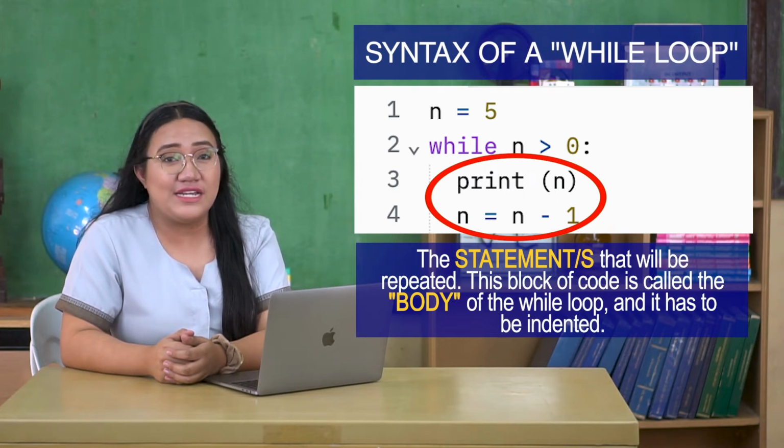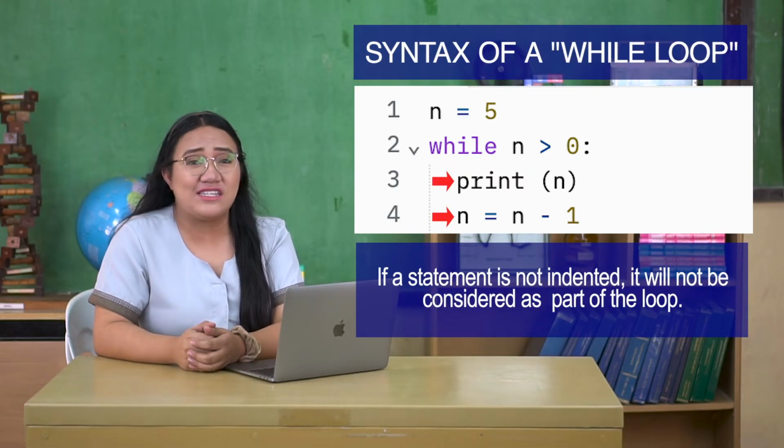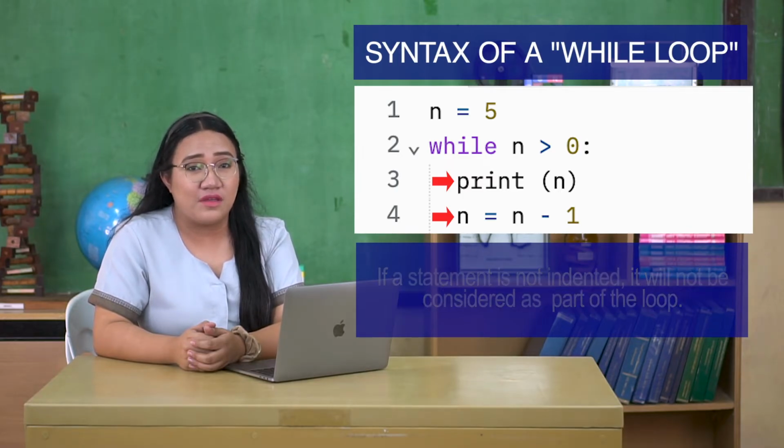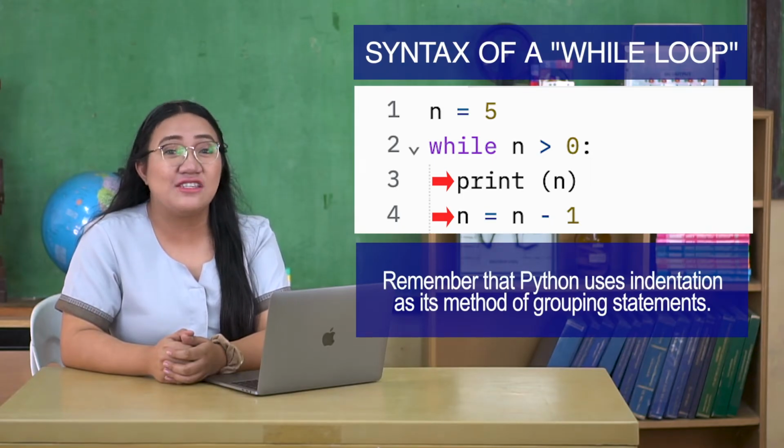This block of code is called the body of the while loop, and it has to be indented. If a statement is not indented, it will not be considered as part of the loop. We must remember that Python uses indentation as its method of grouping statements.